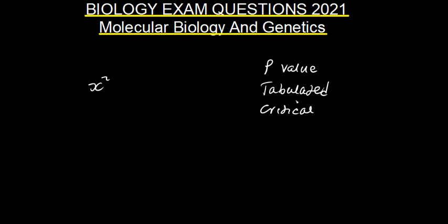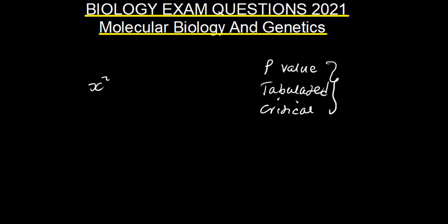So you're going to calculate the chi-square value. When you calculate it, you are now going to compare it with what we call the p-value. You obtain the p-value from the statistical table. The p-value is also known as the tabulated value or critical value. All these mean one and the same thing. You obtain this value from the statistical table.